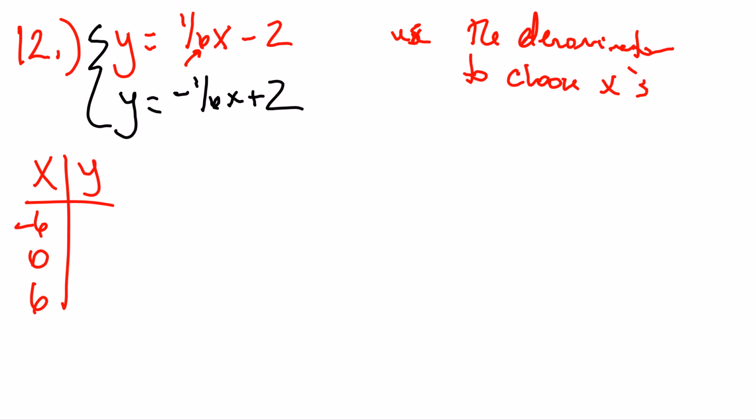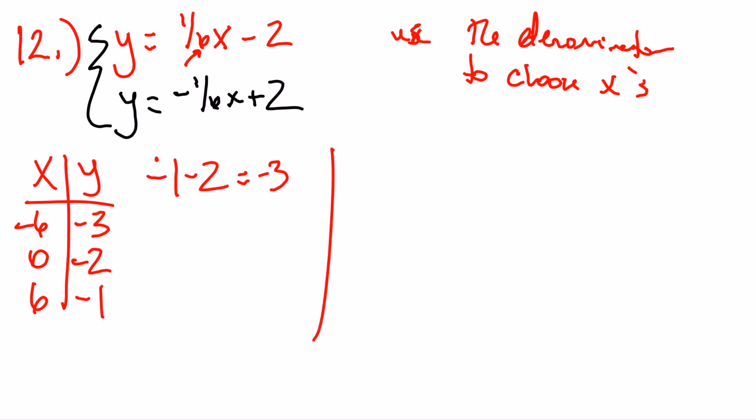So I plug in negative 6. I get 1 sixth times negative 6. That's negative 1 minus 2. So I get y equals negative 3. 0 is just negative 2. That's why it's slope-intercept form. And then I'm going to plug in 6. I'm going to get 1 minus 2, which is negative 1. All right? Black line. Same concept.